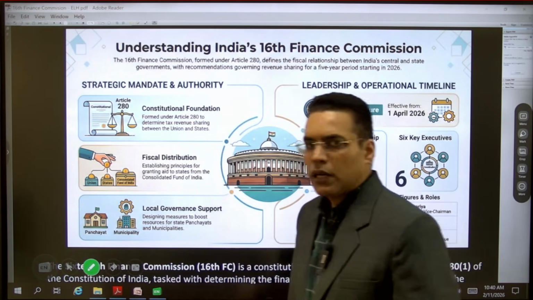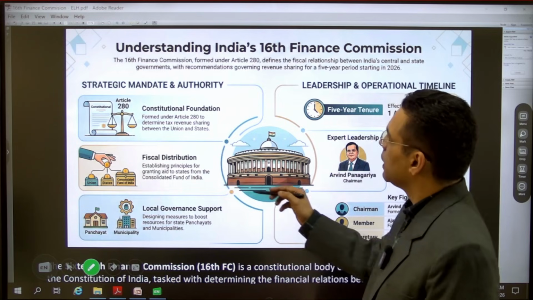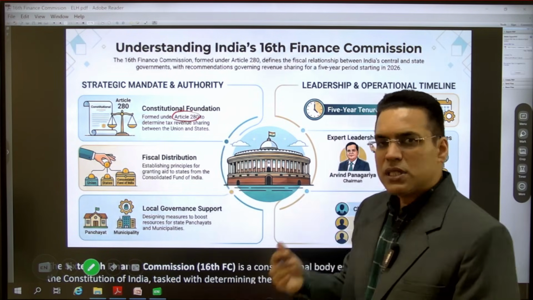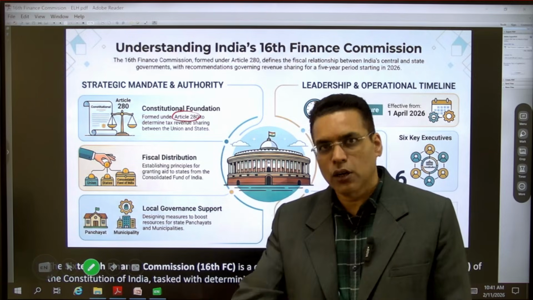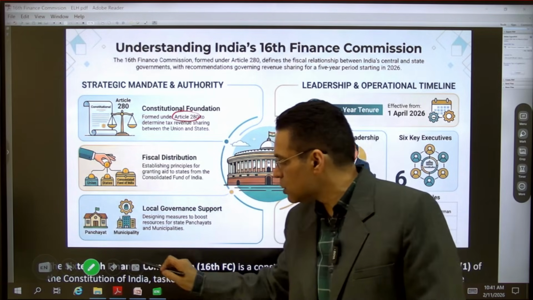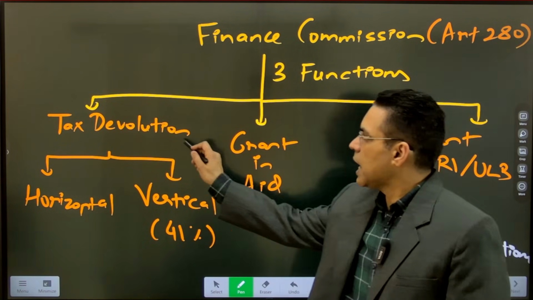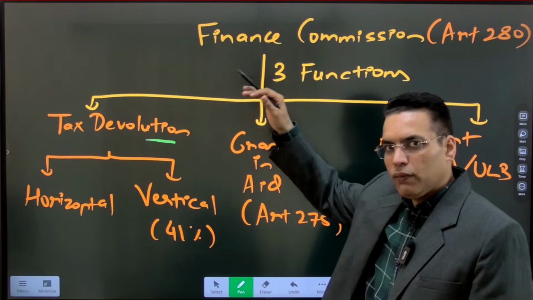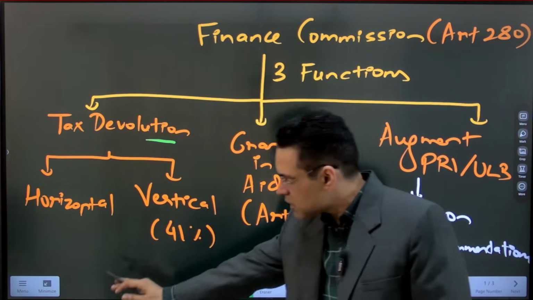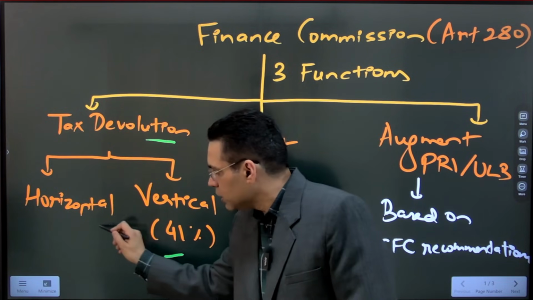It's a constitutional body under Article 280 of the Constitution, which suggests how much revenue should be given from the Government of India to the state government. So broadly, there are three functions of the Finance Commission. The first is tax devolution, which means the Finance Commission will tell how much of the central government's revenue should be given to the state governments, in vertical form or in horizontal form.